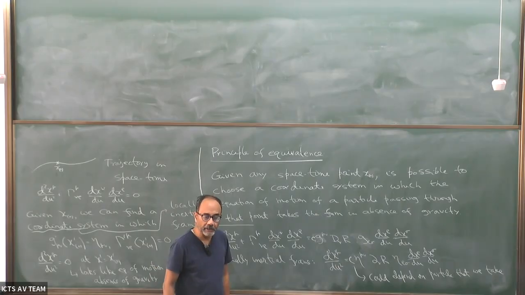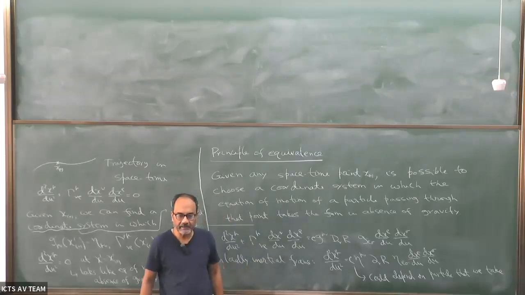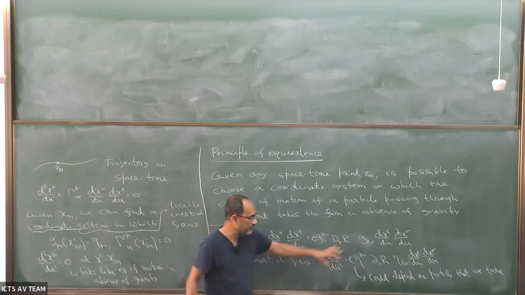No, the geodesic equation is not corrected. It's simply that the particle doesn't travel along the geodesic. Right? The geodesic equation is this equal to 0. But violation of the principle of equivalence tells us that the particle doesn't travel along the geodesic. There is an extra force due to gravity, right? Which is this.